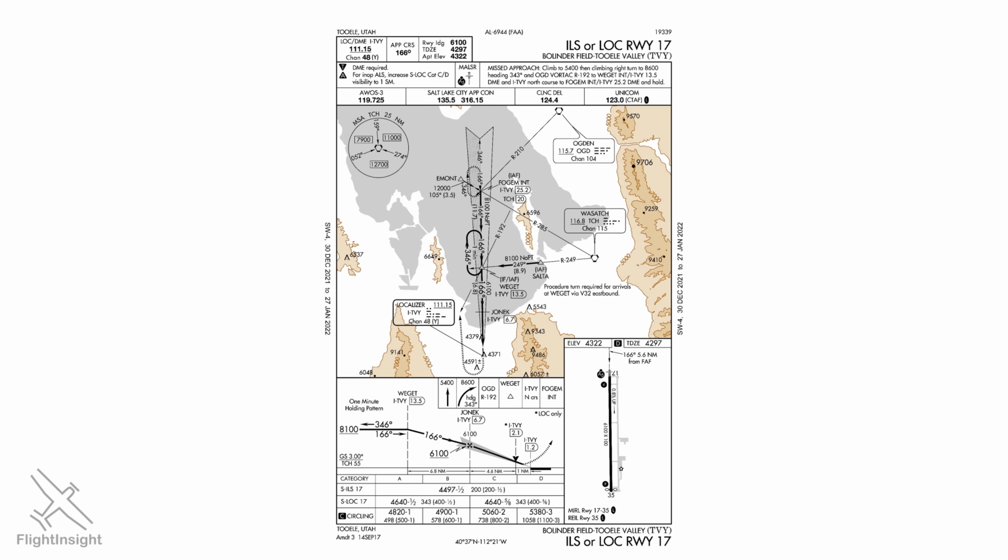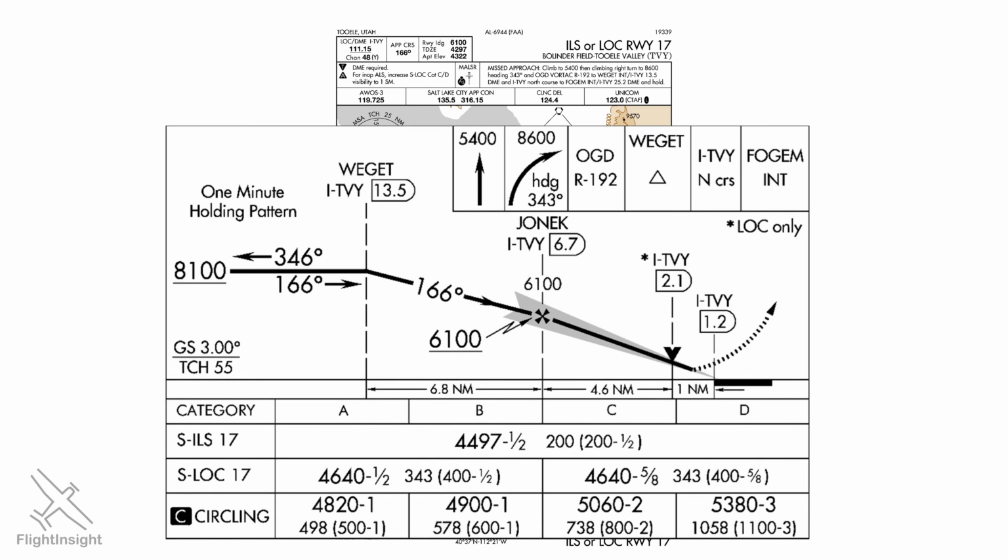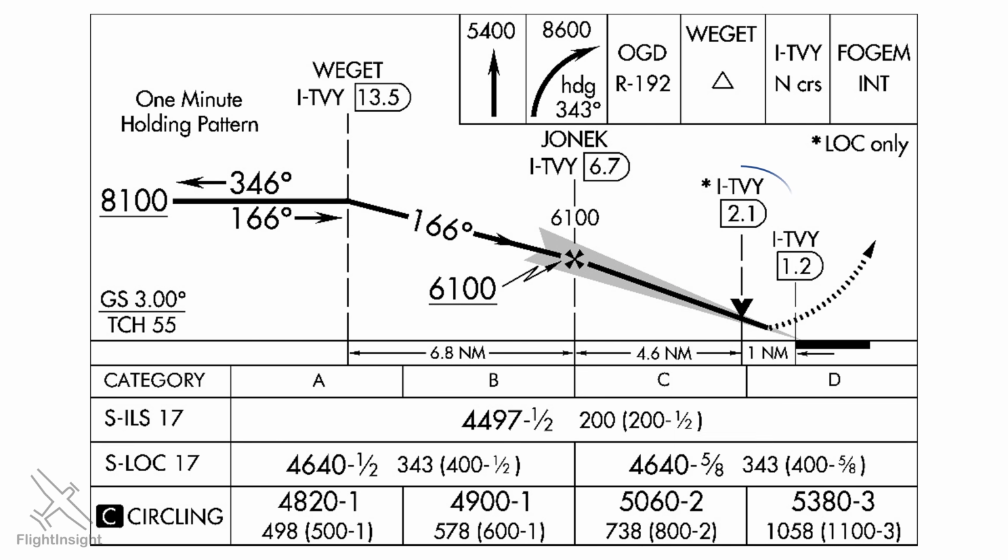It's the little black V on some non-precision approach plates. It's the visual descent point, or VDP, and it causes a good deal of controversy amongst instrument-rated pilots. Here it is on the localizer approach to runway 17 in Tooele, Utah. On the profile view, it's clearly defined as the 2.1 DME on the localizer for the approach.